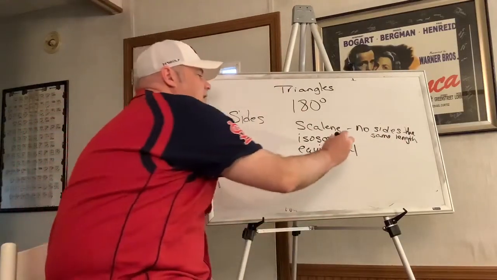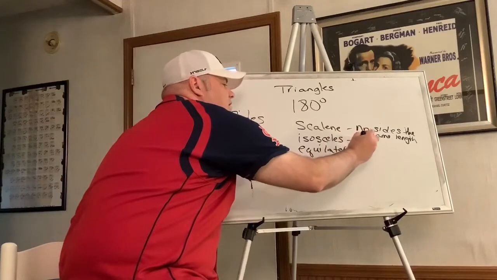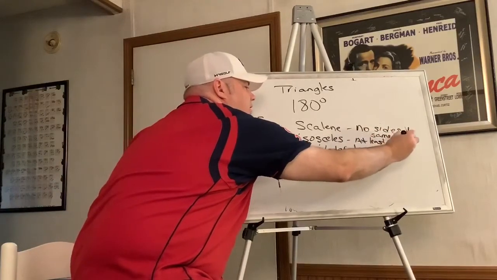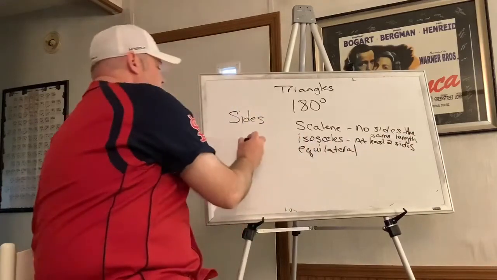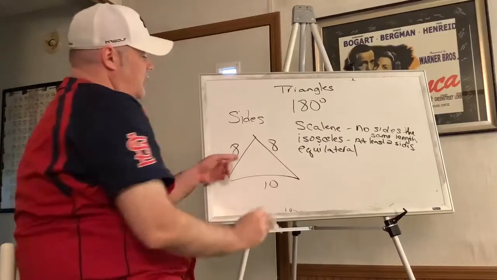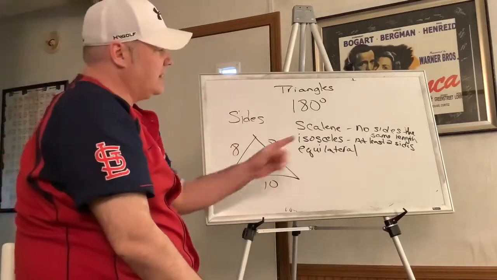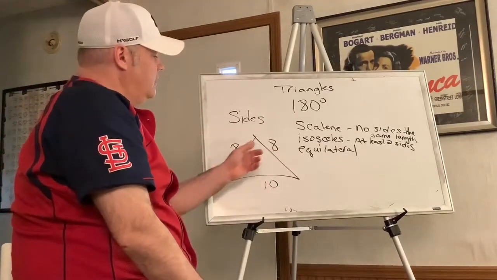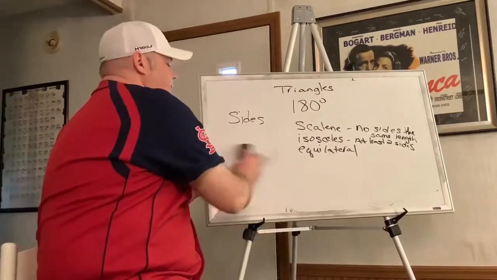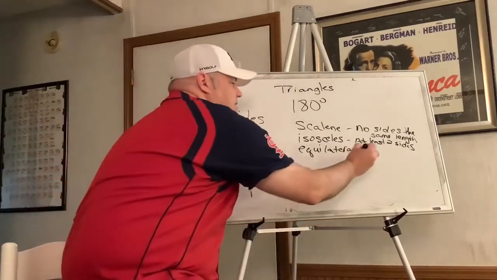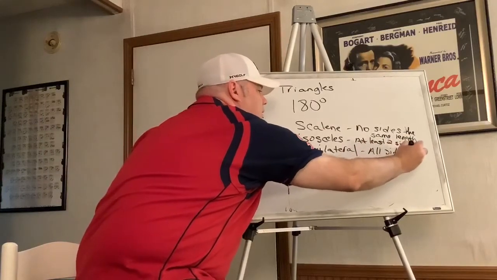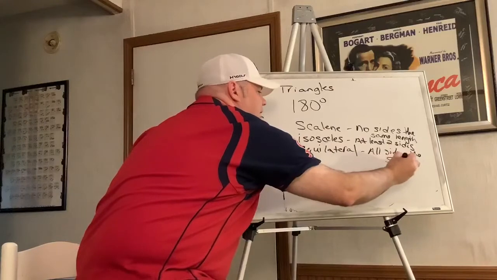Okay. Isosceles means there's at least two sides the same length. So like you could have one be 8, 8, and 10. As long as two sides the same, at least. Okay, that means that's an isosceles. And then an equilateral is all the sides the same. Okay, as long as you remember that, it'll help you.